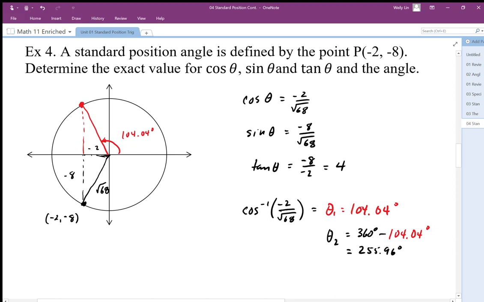255.96 degrees is in quadrant 3, and that's the angle that I want. 255.96 locates the correct position of -2, -8. So that's my standard position angle that I want. I have to ignore theta 1 because I know the quadrant. I only give one solution for this because the quadrant is known. And I have to decide whether I'm dealing with theta 1 or theta 2, and based on the positioning, we can tell by the quadrants.